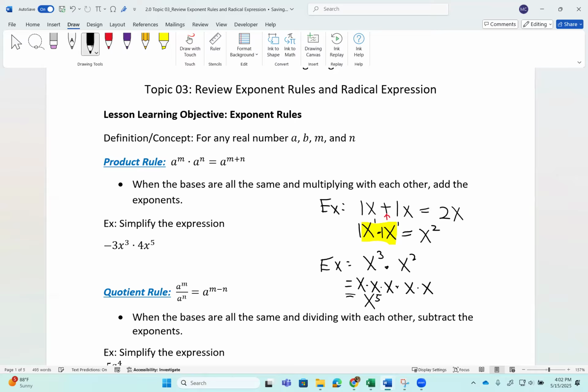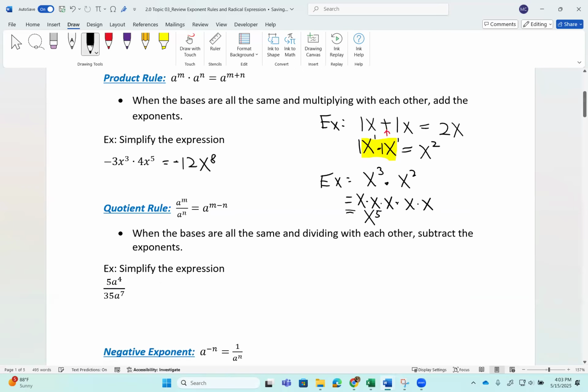All right. So here's the example. When it comes to multiplying, we multiply the coefficients and we add the exponents for the variable. So negative 3x to the third times 4x to the 5th. Negative 3 times 4 is negative 12. x to the third times x to the 5th. Okay, the bases are the same and multiplying, so we add the exponents, and that will be 8.